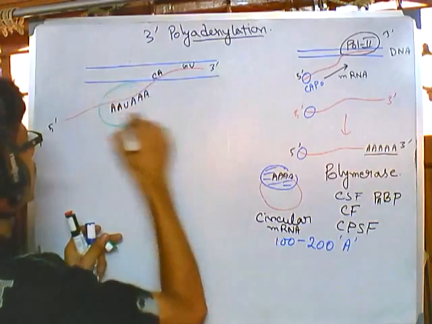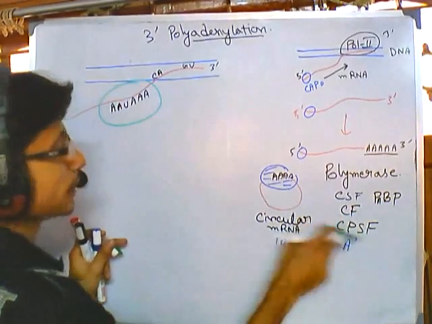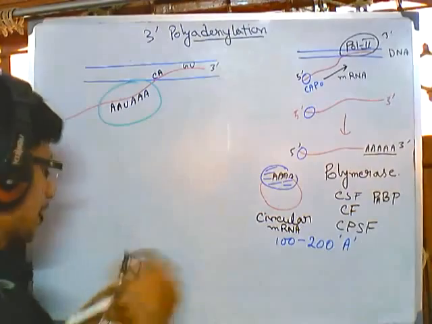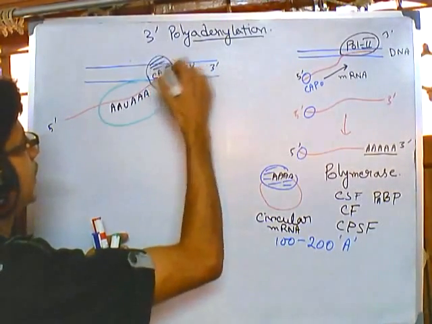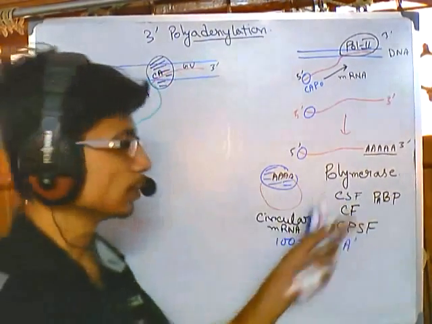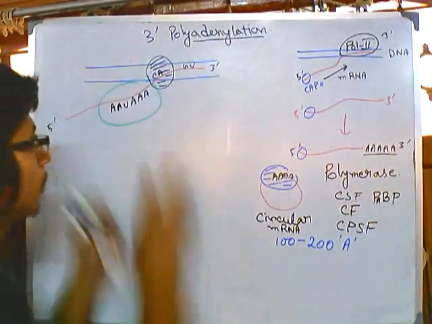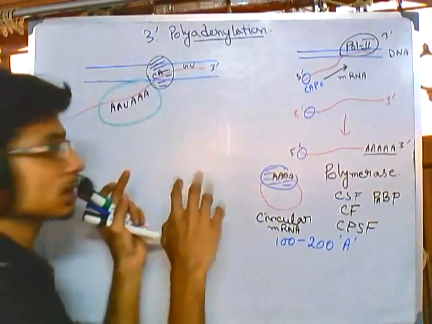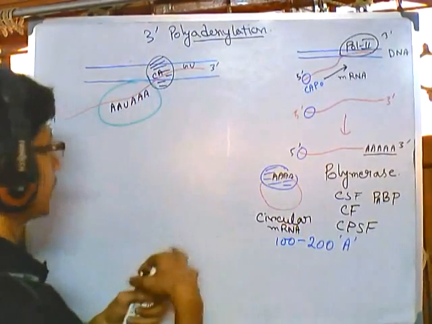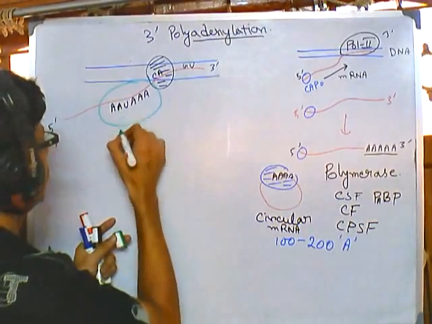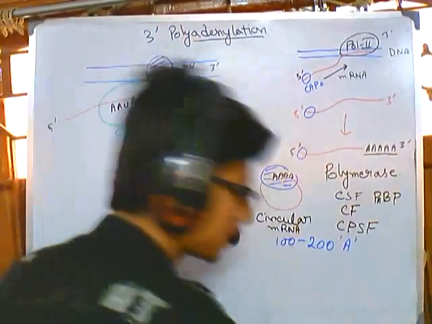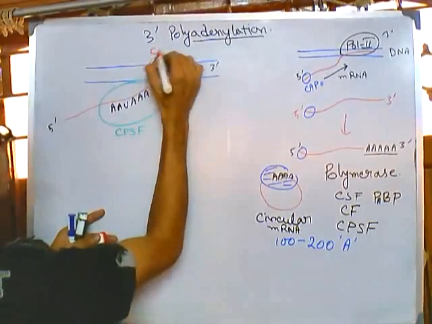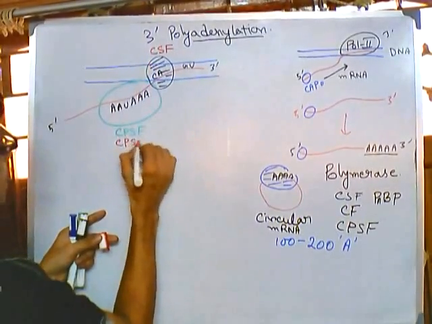Now, cleavage stimulation factor and cleavage and polyadenylation specificity factor, let us draw. This is the cleavage and polyadenylation specificity factor, and let's consider this black thing as the cleavage stimulation factor. Both proteins bind to two different sequences. So let me write it: this is CPSF, this is CSF. I don't know whether you are able to see it, so let me write it in a different color, red. So this is CSF and this is CPSF.